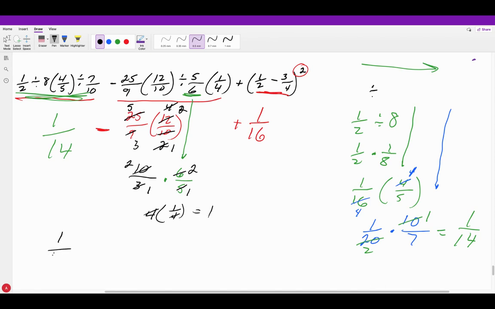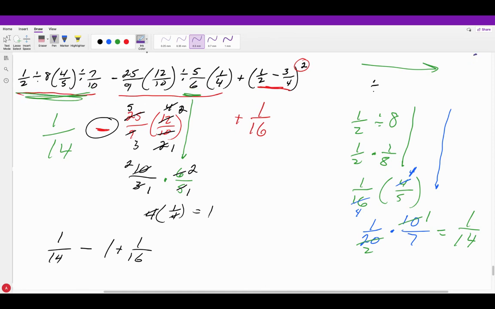So now I have 1 over 14 minus 1, because we knew it was going to be minus, plus 1 over 16. So from here, we need common denominators. And our common denominator is going to be 112. So in order to get 14 to 112, I need to multiply it by 8 over 8. So we get 8 over 112, minus 112 over 112. And then 16 times 7 will give me 112, so we'll do times 7 over 7. So it gives me 7 over 112. And then we just do 8 minus 112 plus 7.